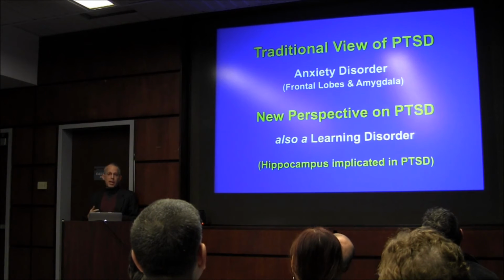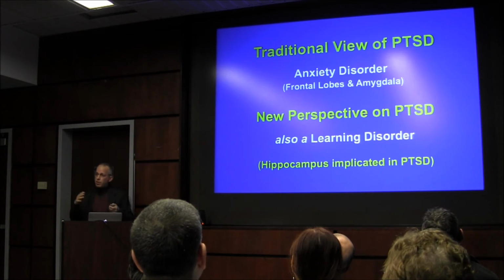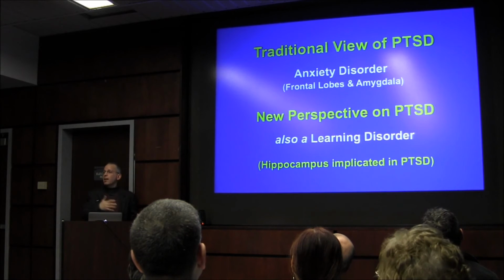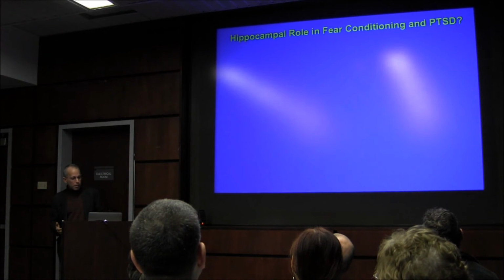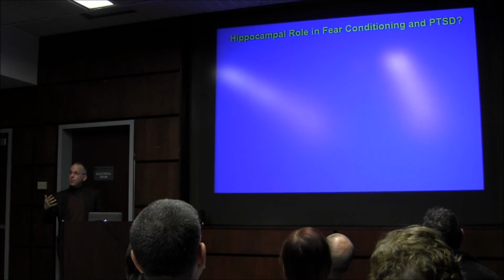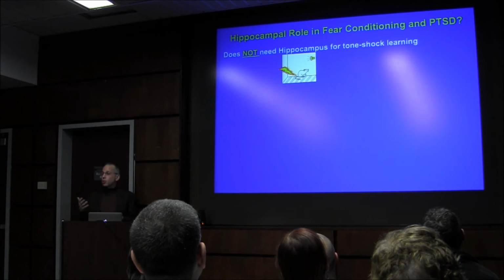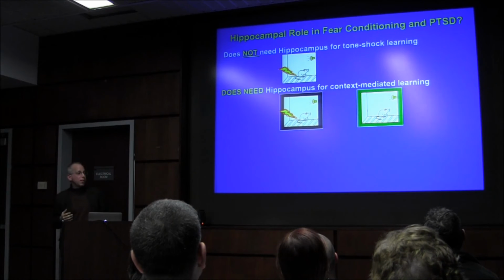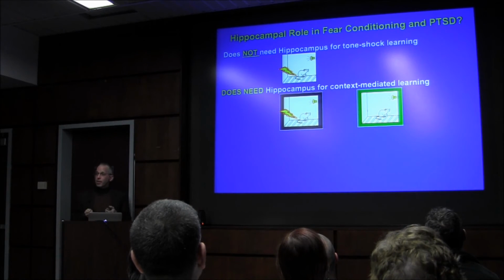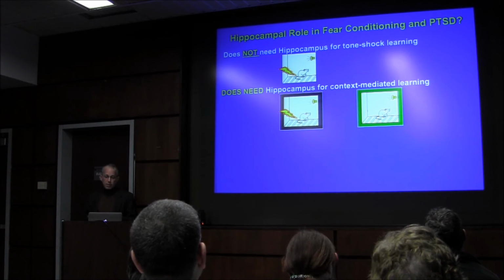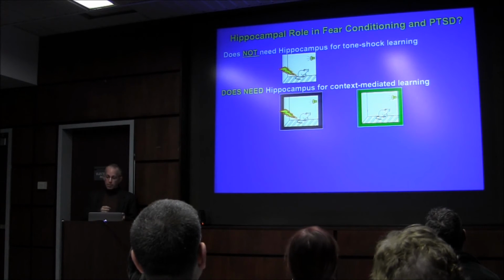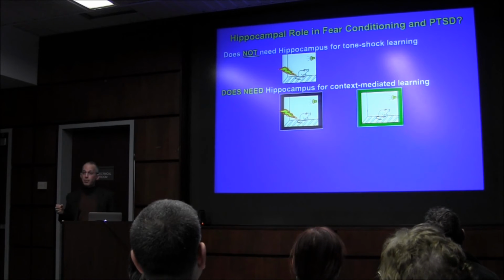And what role might the hippocampus be playing in PTSD? We've suggested from our computational models of the hippocampus and from rodent work that one can think of the hippocampal role in PTSD the following way. We know we don't need the hippocampus for tone-shock learning. The rat can learn it even without the hippocampus. But you do need a hippocampus for context-mediated learning. A rat needs a hippocampus if it's going to learn to distinguish that the tone in the black box means it's being shocked, but the tone in the green box means it's safe.